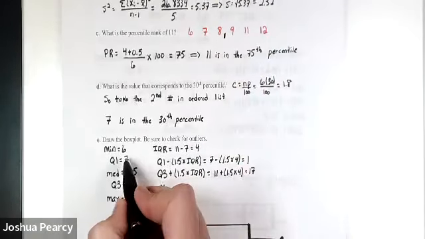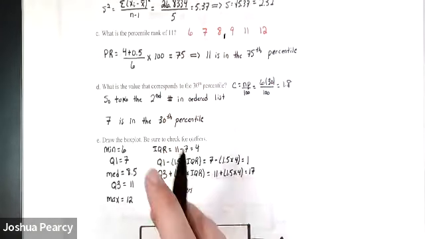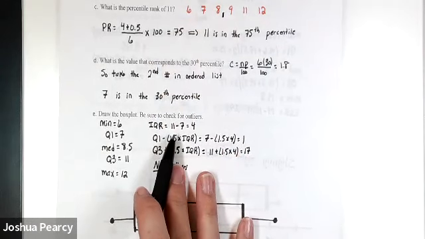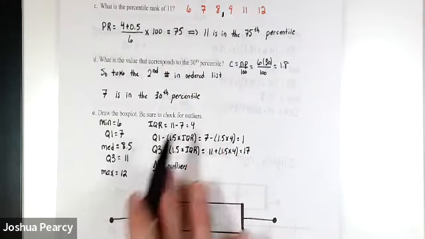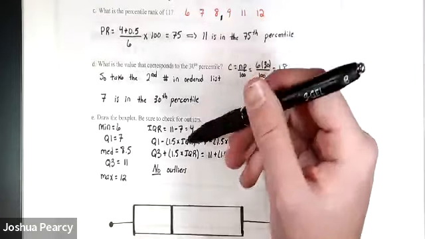So if you do that, you get that the first quartile is 7, the third quartile is 11, and then you can check using the IQR rule. So here we have Q3 is 11, Q1 is 7, so the IQR is 4. Then you can check to see if there are any outliers using the two rules we had.